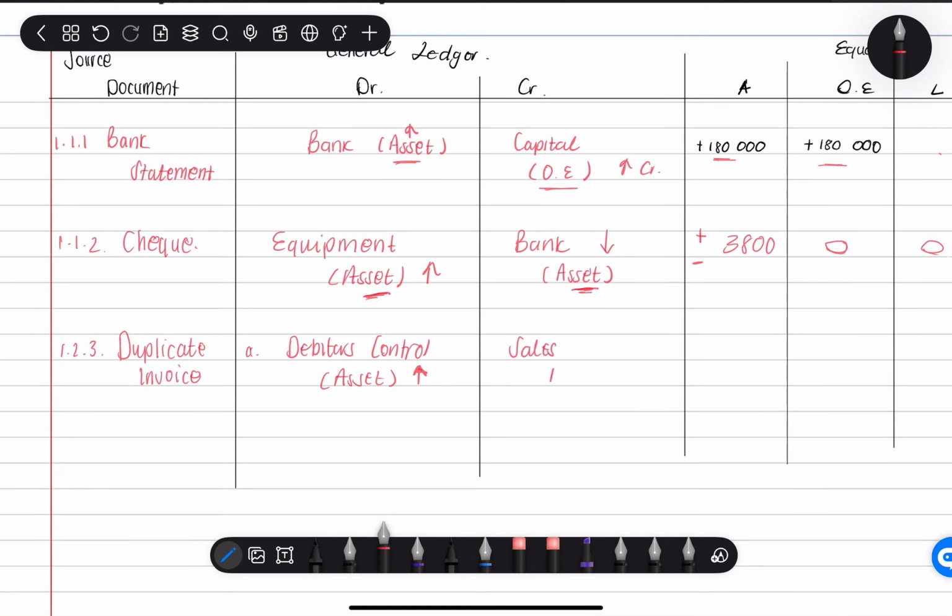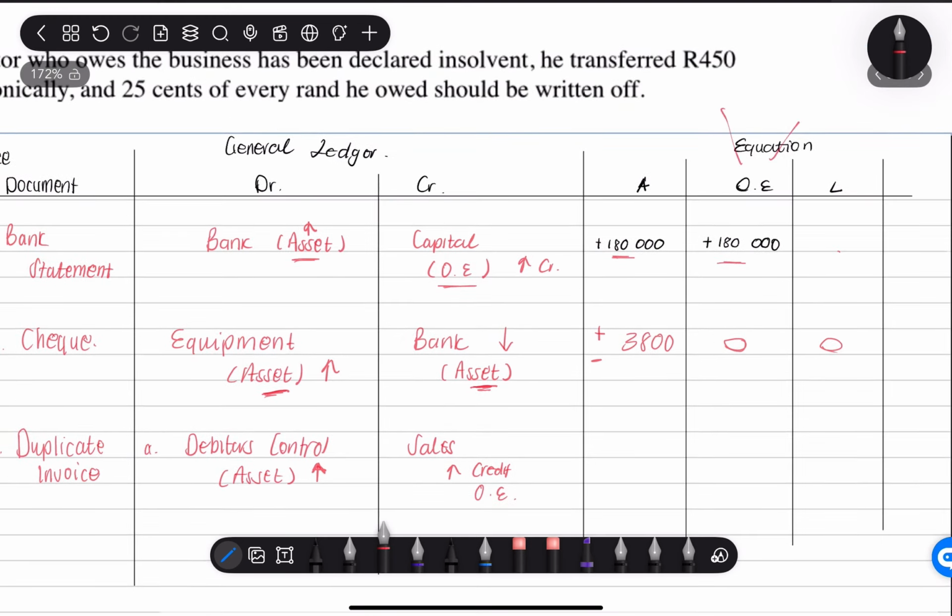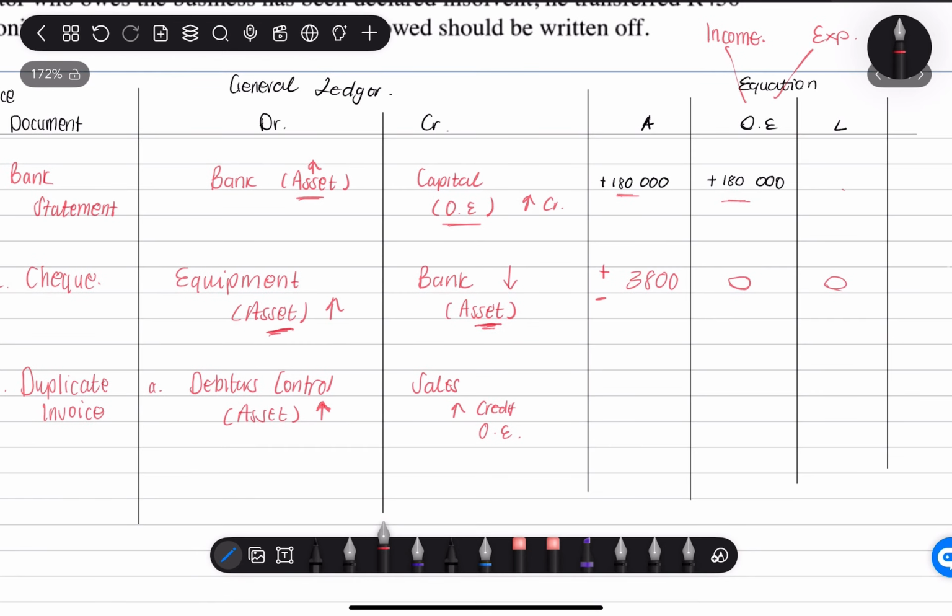Sales increases on the credit side in owner's equity. So owner's equity takes into account two things. It takes into account income and it takes into account expenses. Okay, so sales is an income, and income increases owner's equity.